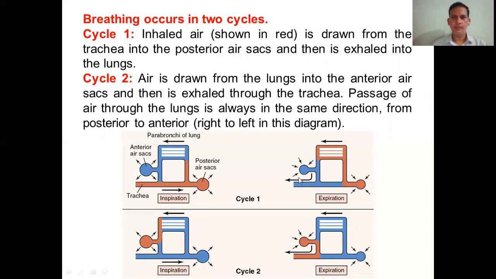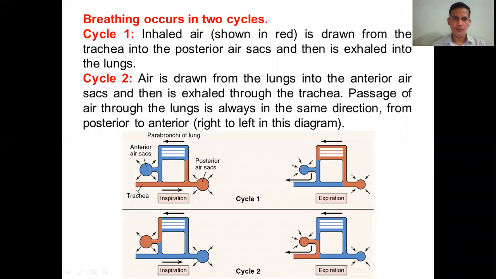Now at this particular stage, the anterior air sacs are contracted. Now in the second cycle, from the parabronchi the air moves to the anterior sacs. And now in the second phase of this particular cycle, these anterior sacs contract and the air moves outside.